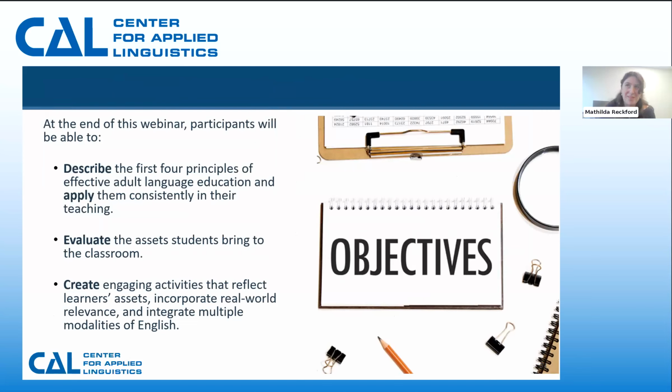So using Zoom and the thumbs up function, you can give a thumbs up if you feel like we met the objective as I read it out. So we had planned that by the end of this webinar, participants would be able to, 1, describe the first 4 principles of effective adult language education and apply them consistently in their teaching. 2, evaluate assets students bring to the classroom. And finally, create engaging activities that reflect learners' assets, incorporate real-world relevance, and integrate multiple modalities of English.